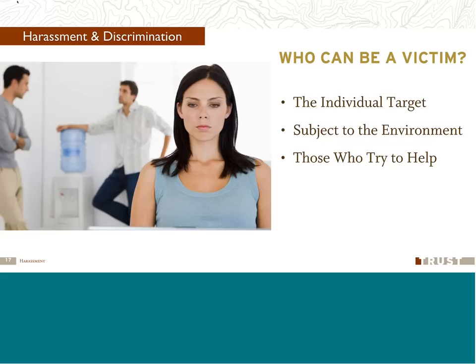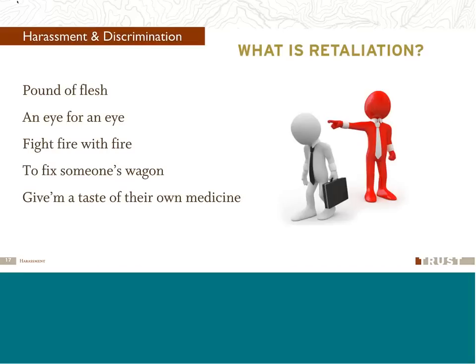Those who try to help can also be victims. And so we call this retaliation. You can have illegal retaliation. Examples of retaliation would be getting your pound of flesh, an eye for an eye, fighting fire with fire. You're going to fix someone's wagon. Someone stepped on my feet, they went and complained to the boss, went over my head. I'm going to fix their wagon. I'm going to give them a taste of their own medicine. Maybe I'll think of some complaints to tell about them, whether they're true or not.